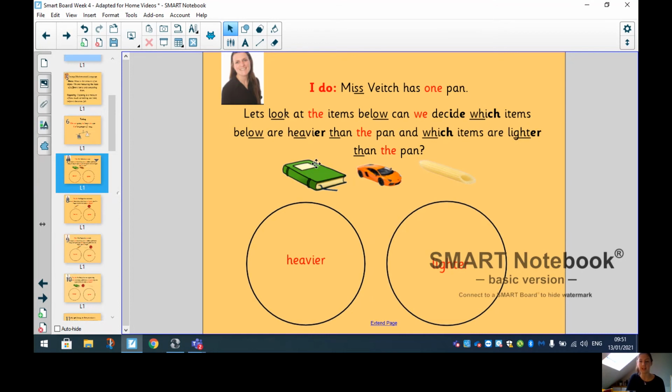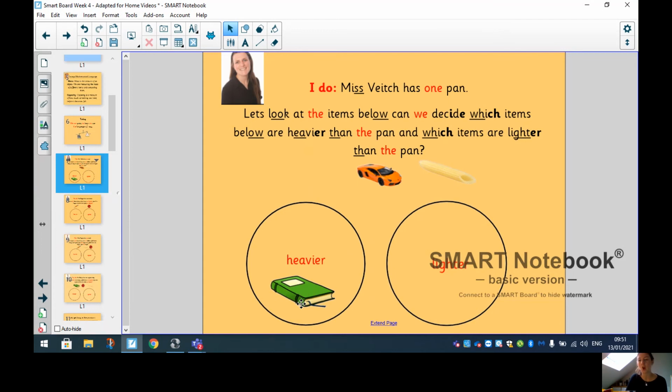The first item here is a book. Now books are quite heavy. Now I've just got a little pan that I'm going to show you in a minute, and I think the book might be a little bit heavier than the pan. So I'm going to move my book into this box here.